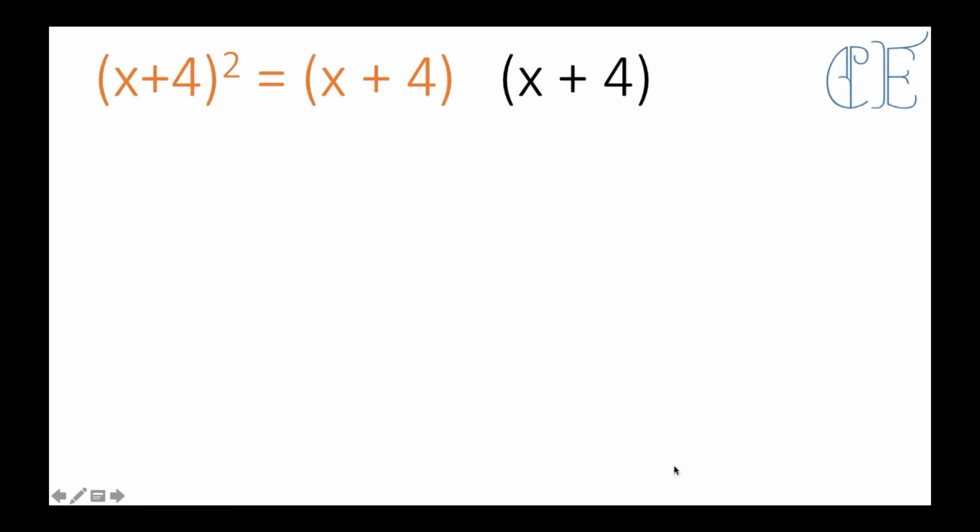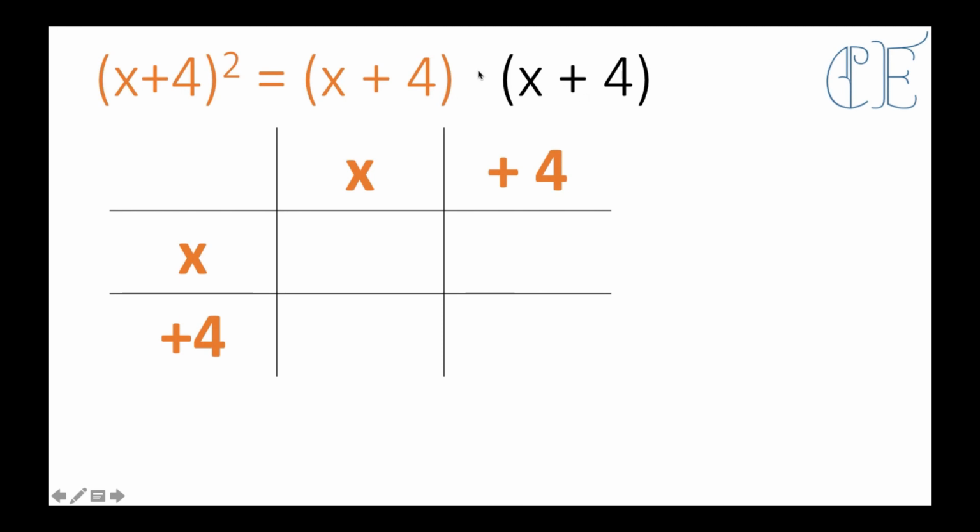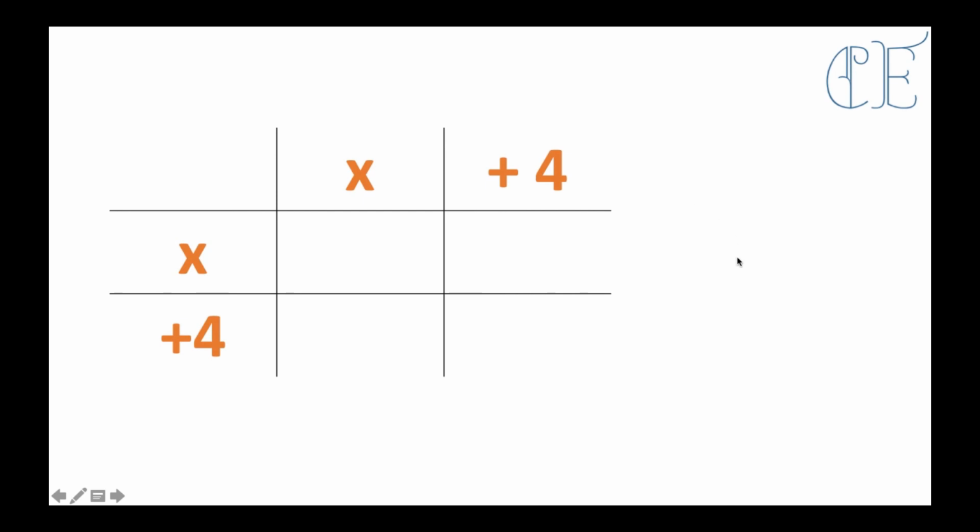Okay, so again, let's have a look at another example. x plus 4 squared. So this would be your question, and then this is what it means. Okay, so let's look at the grid method then for this. So we are going to multiply these two brackets together. We have x plus 4 down here from this bracket, and x plus 4 up here from this bracket. So let's multiply them together then.